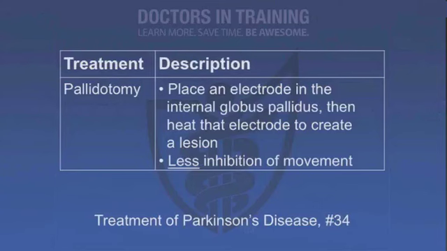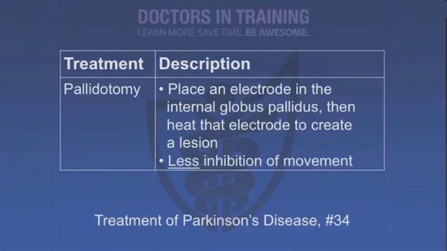And then finally, there are some non-pharmacological treatments for Parkinson's disease that we'll talk about. These are rarely used anymore. These are surgical treatments. They're very invasive, obviously, but we'll talk about them briefly so you've at least been exposed to them. The first of these is called a pallidotomy. This is when you place an electrode in the internal globus pallidus, and then you heat that electrode up to create a lesion, so you have less inhibition of movement. This is not really done much anymore.